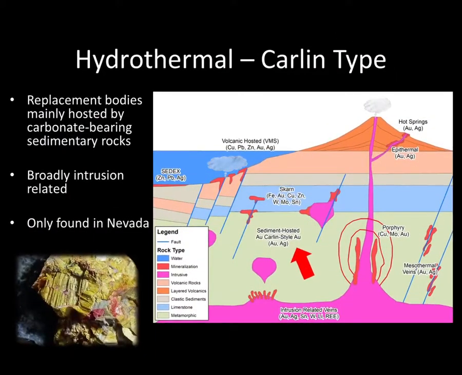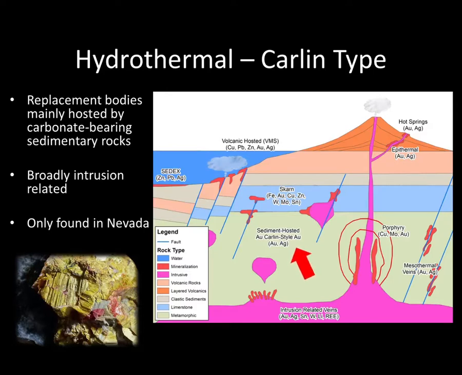Carlin-type deposits are hydrothermal replacement bodies that are mainly hosted by carbonate-bearing sedimentary rocks. The ore fluid dissolves a large portion of the host rock and replaces it with gold, silver, and silica. The gold is commonly not visible without the assistance of a high-powered microscope. Carlin-type deposits are structurally and stratigraphically controlled and form at depths generally less than 2 kilometers and at temperatures largely less than 250 degrees Celsius. These deposits are broadly intrusion-related.